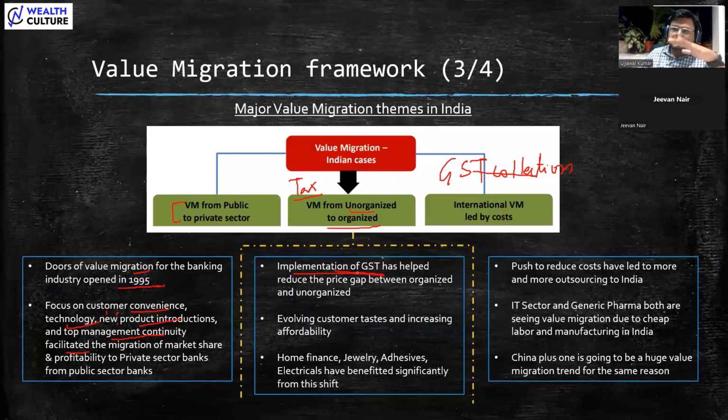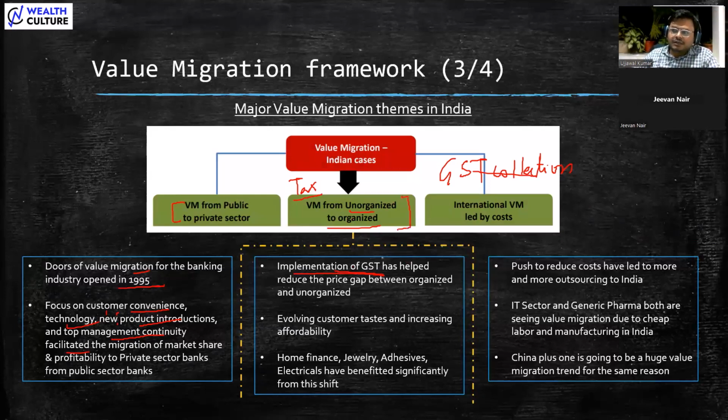And hence, in some ways, now the organized players and the unorganized players are almost at the same level in terms of competition. And because people can afford it, they have better taste, they have increasing affordability, obviously they are starting to move to organized players. And because of that, again, the tax collection has started to go up, right? So this shift is already visible.